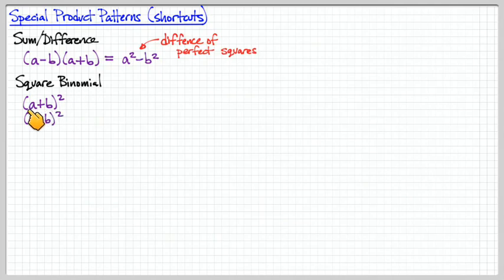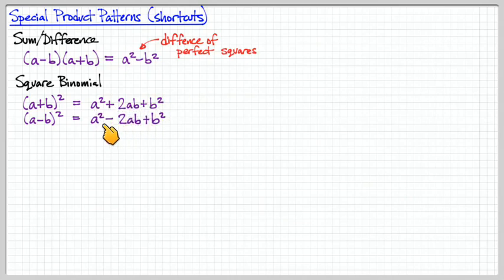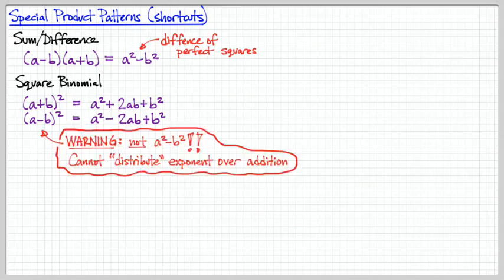Square binomials, a plus b squared, a minus b squared as well, and these expand out to here. And again, it's very nice to be able to see this and go back and forth between the two. A warning, very often people do this, a minus b quantity squared. People accidentally distribute the squared sign to each of these pieces, like they distribute multiplication over addition, but we cannot do this. You see here that there's an extra term right in here.